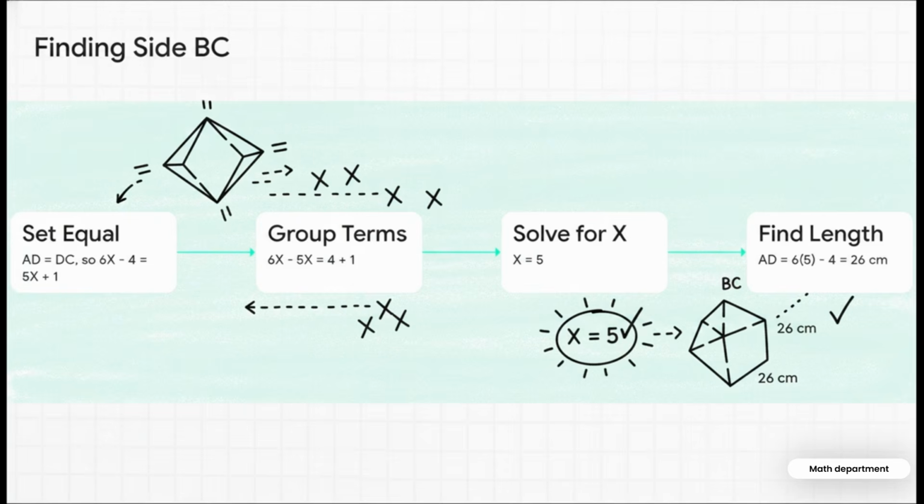Now be careful here. Many students make a mistake in this step and just stop at x equals 5, thinking they're totally done. But the question asks for the physical length of side BC. So step 4, we have to plug x back in.